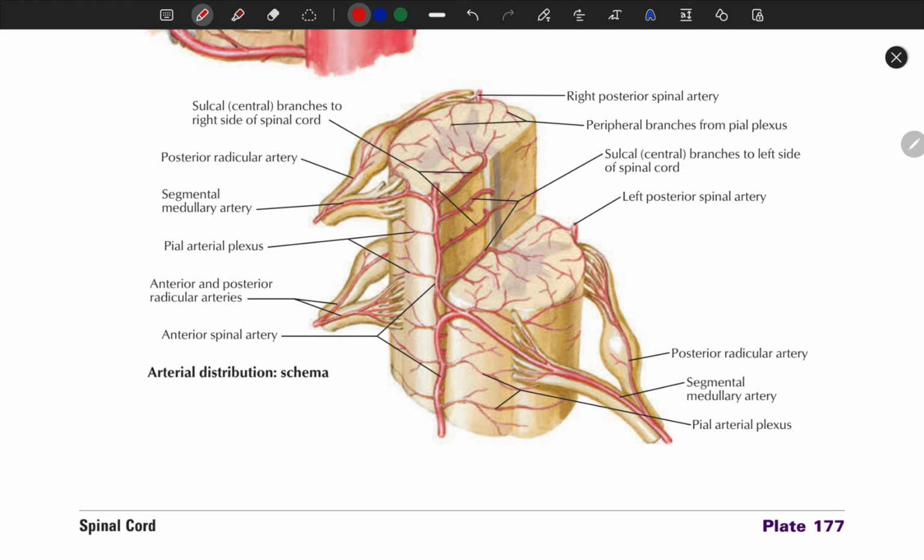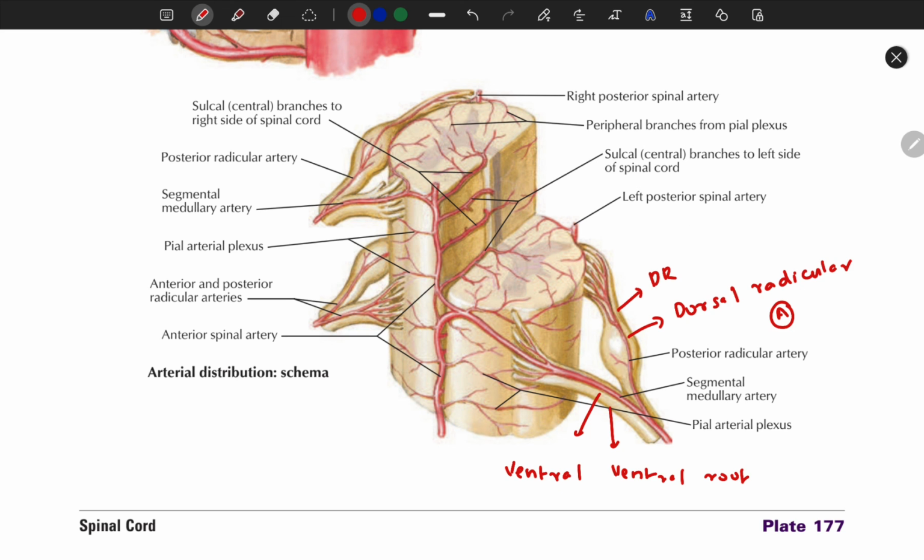Here you can see that the segmental arteries will give the ventral as well as the dorsal radicular artery. Ventral radicular artery as well as dorsal radicular artery through the ventral root and through the dorsal root. Sorry, it is not ventral rami, it is through the ventral root and through the dorsal root.